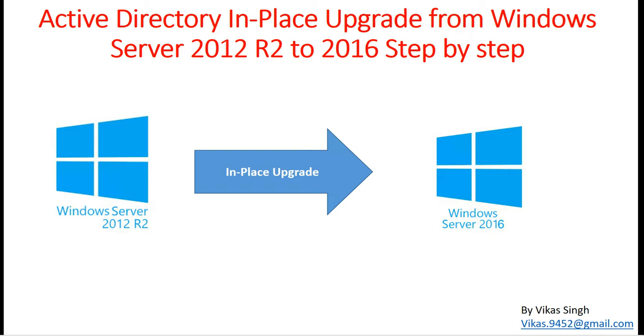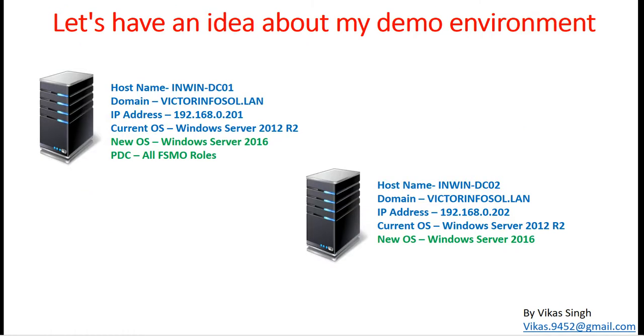So let's get in. This is my demo environment which I have created. I have two domain controllers: the first is win dc01, and the second is dc02, and both are on the vector.info.lan domain. The IP address is 192.168.0.201 for this machine and 202 for my second domain controller. Both are running the current operating system, which is Windows Server 2012 R2.